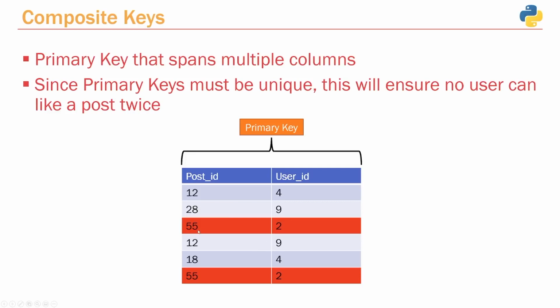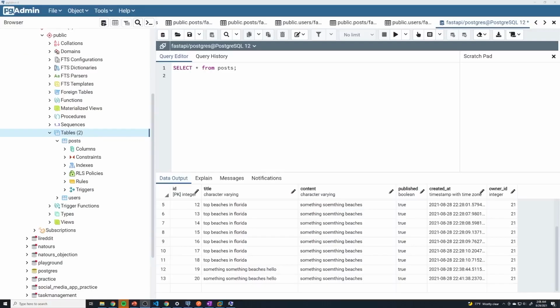However, we can't have user 2 like post 55, and then once again user 2 like post 55, because the combination of these two is now a duplicate: one is 55 and 2, and the other one is 55 and 2. And that's all a composite key is. It's just a primary key that spans two columns and ensures that across both columns, we have unique combinations. So let's figure out how to create our new votes table.